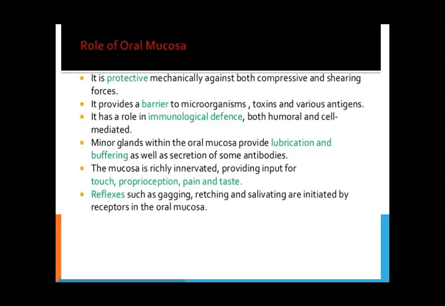Minor salivary glands within the oral mucosa provide lubrication and buffering as well as secretion of some antibodies. The mucosa is richly innervated, providing input for touch, proprioception, pain, and taste. Reflexes such as gagging, retching, and salivating are initiated by the receptors in the oral mucosa. These are the functions of the oral mucosa.